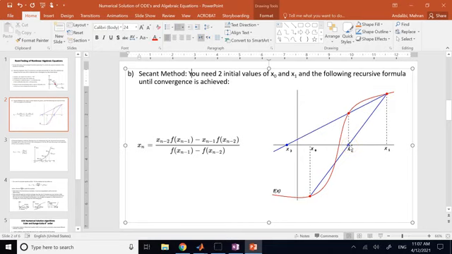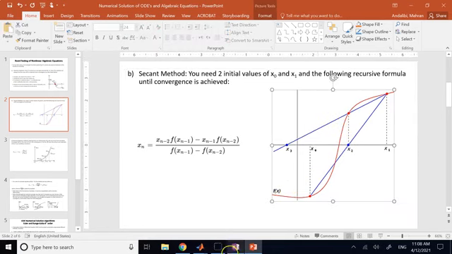And then now that you have x2, now you go with x1 and x2. So first one you go x0 and x1, now you go x1 and x2. Connect x1 and x2 together, and they will what? They will hit the x-axis at x3. Now you come down to x3, and this time you go between x2 and x3, connect them, these 2 points.